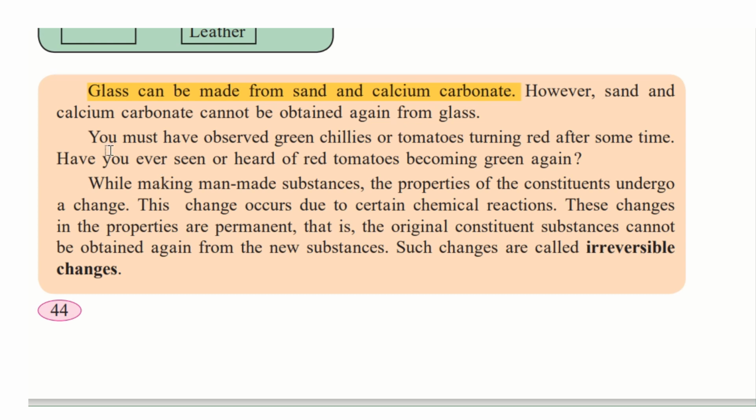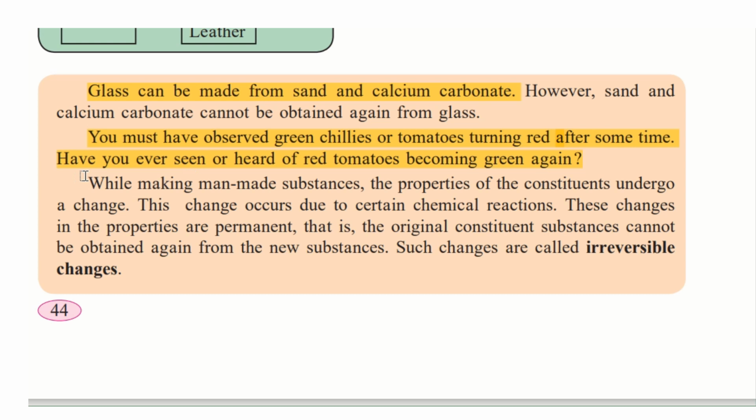No, that's not possible. You must have observed green chilies or tomatoes turning red. Tomatoes are also green at first. Then they change. When they become ripe, they become red. Same is with green chilies. Green chilies are green in color and then they become red in color. So after some time, they change the color. Have you ever seen or heard of red tomatoes becoming green again? Do the colors change again? No, red tomatoes will not change to green, or the red chilies will not go back to green chilies, isn't it?